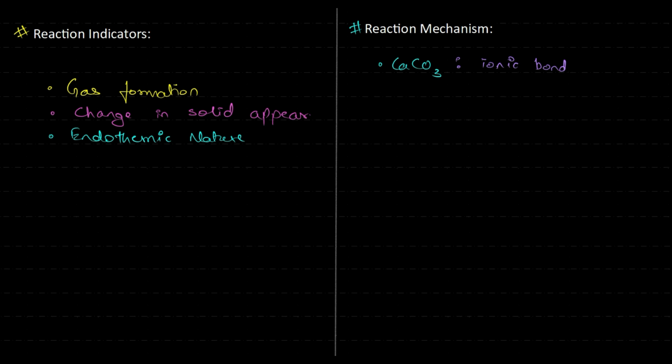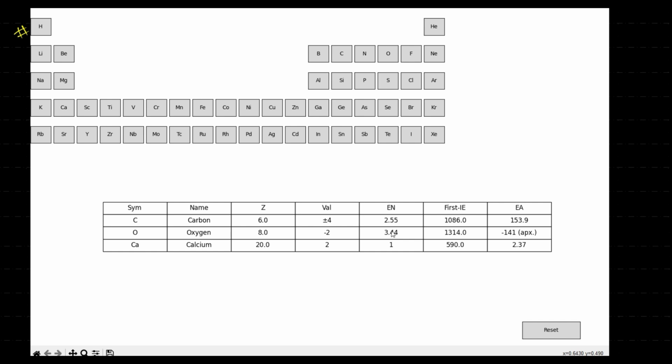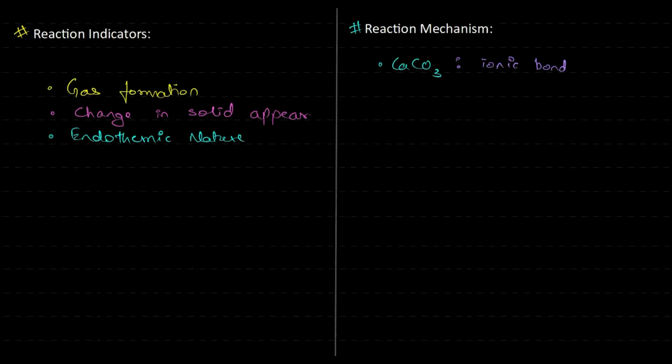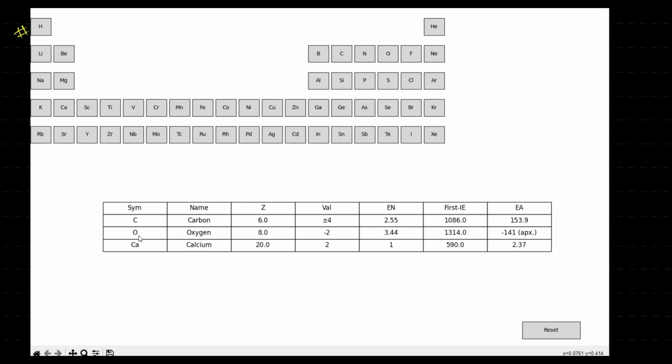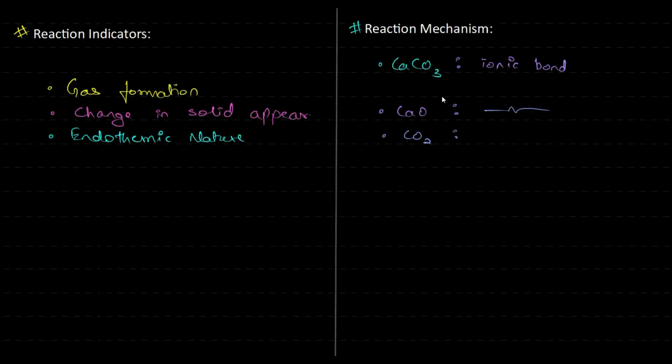Now, CaO itself, the difference is 2.44. So that too will be an ionic bond. CaO is also an ionic bond. And of course, CO2 is a covalent bond. CO2, and I can show you guys over here. CO2. So the difference here is less than 1. So this forms a covalent bond, a polar covalent bond.